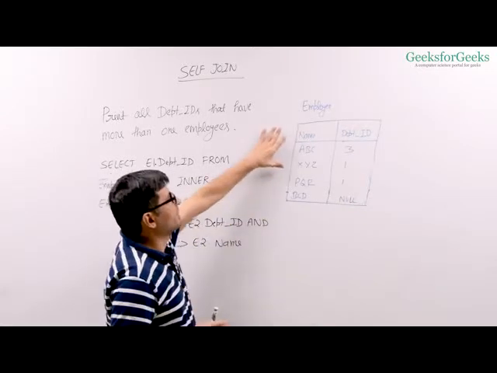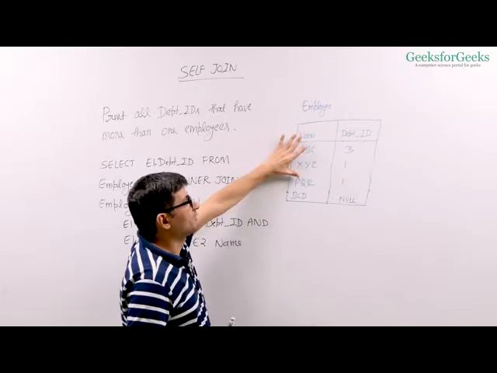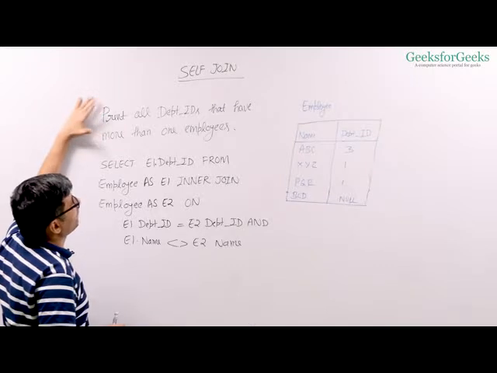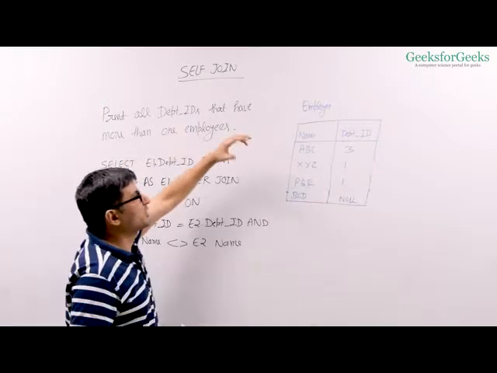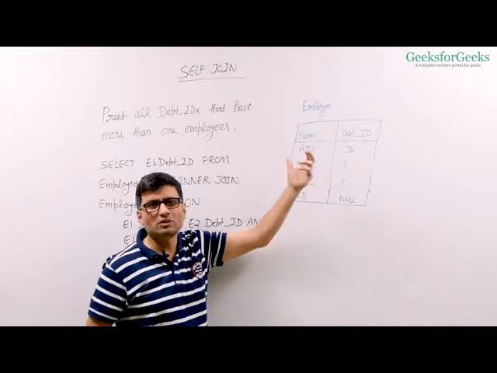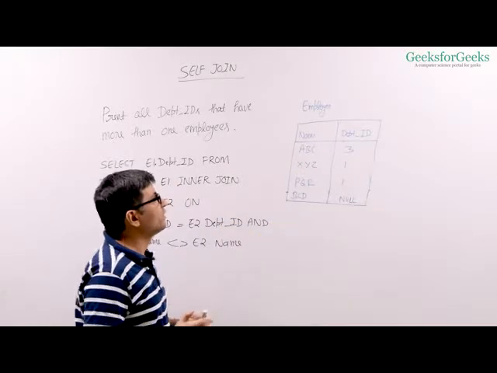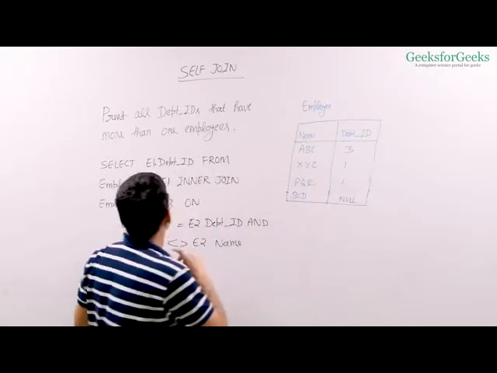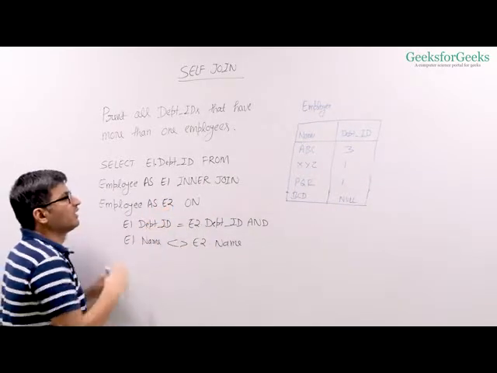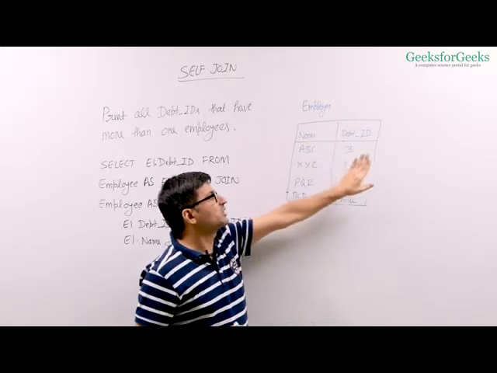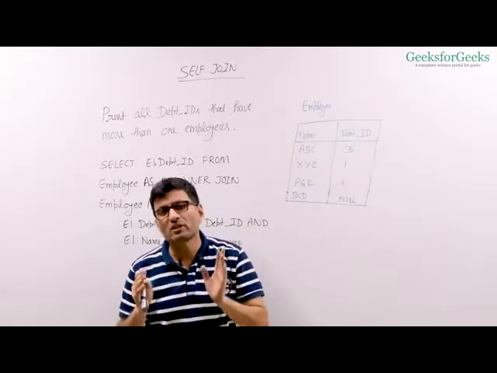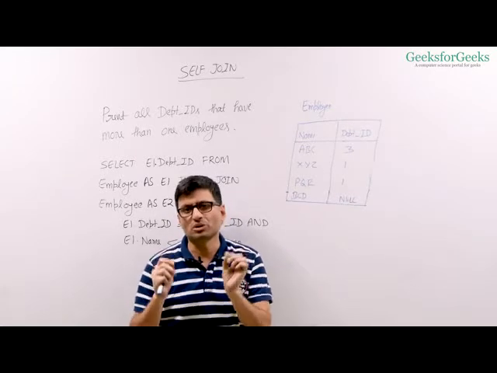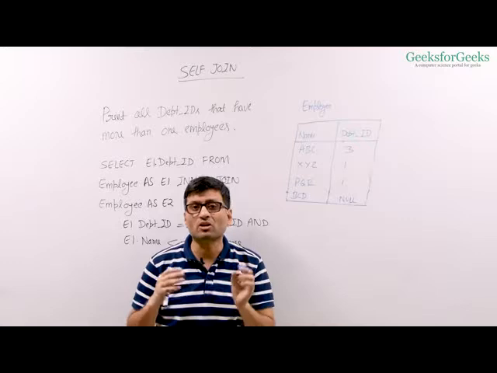We are given this employee table, the same employee table that we have been using, and we want to print all those department IDs that have more than 1 employee. So there is one interesting way to solve this problem using self joins. What we do is we join this table with itself. We call the 2 instances E1 and E2. Now, once you have 2 instances, you consider those rows which have the same department ID in both the instances, but employee names are not the same.